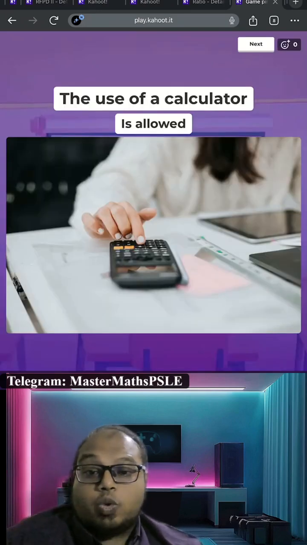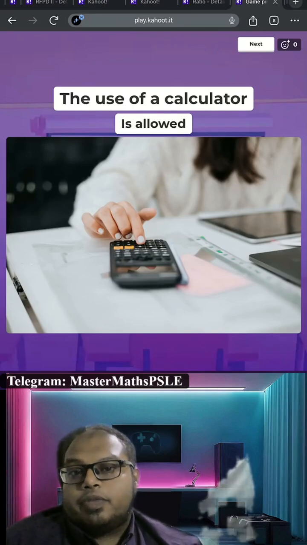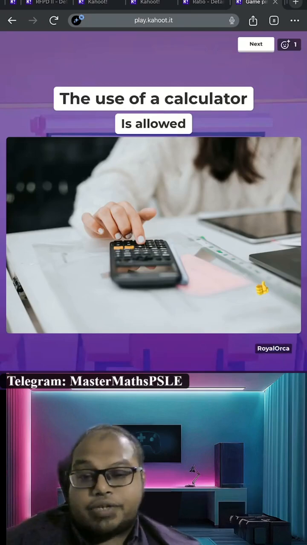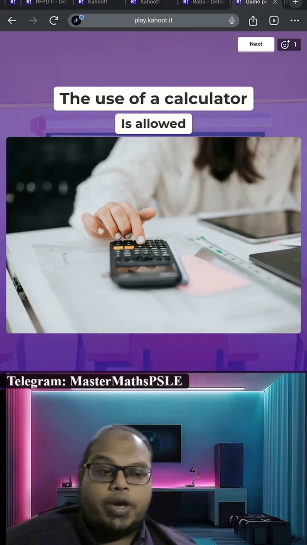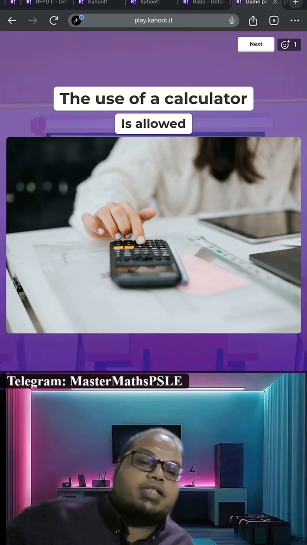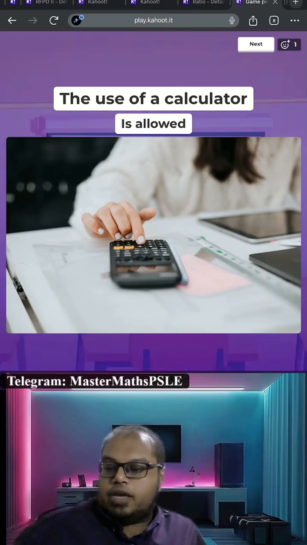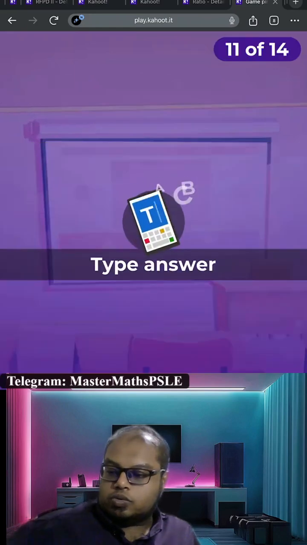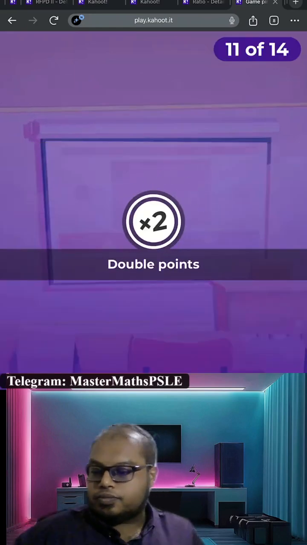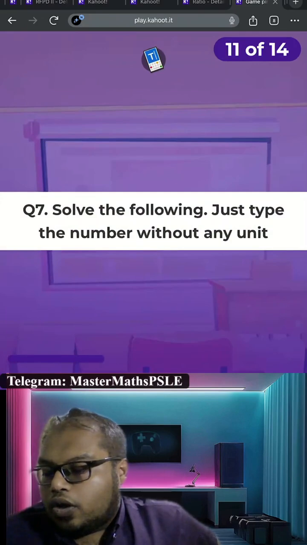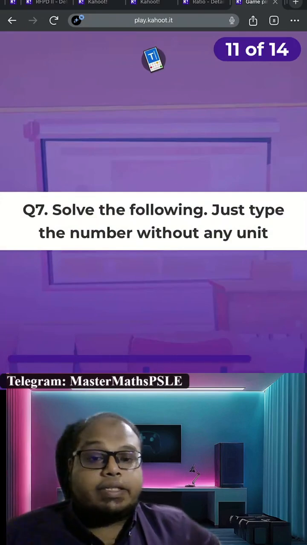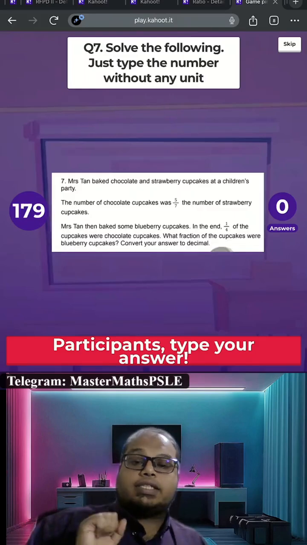Now the next 2 questions you can use a calculator. So go and get your calculators ready, or I hope it's already beside you on standby from just now. Now let's go. Again, for the questions that we do right now, just type the numbers only.